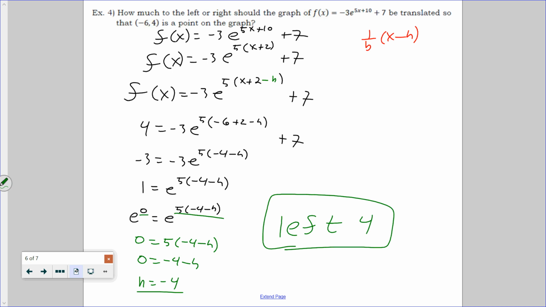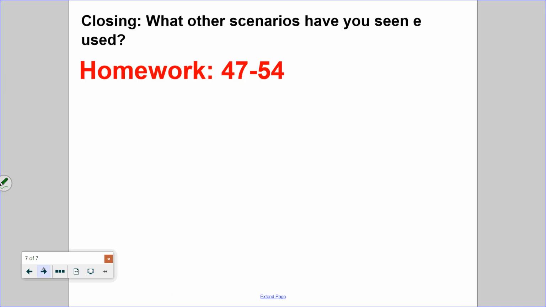What's the test? The test is next Tuesday. All right, this is the homework: 47 to 54, not just evens. You can do all of them. There's only 7 problems, and the homework's not due until, I think, Monday.